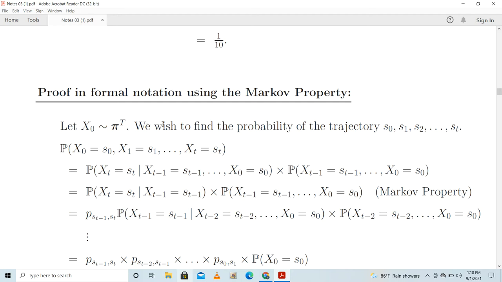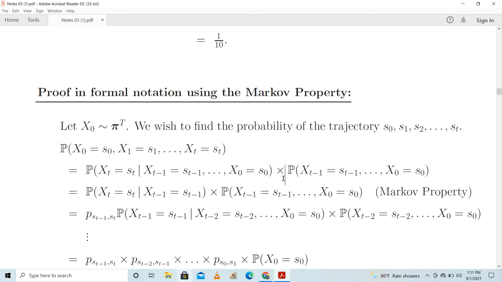Let's say we want to find the probability of this trajectory s0, s1, s2, up to st. That is the probability that x0 is equal to s0, X1 is equal to s1, and likewise, when time equals t, we are in state st. So this is equal to the probability that xt is equal to st, given that xt minus 1 is equal to st minus 1, then xt minus 2 equal to st minus 2, and likewise, down to x0 equal to s0.